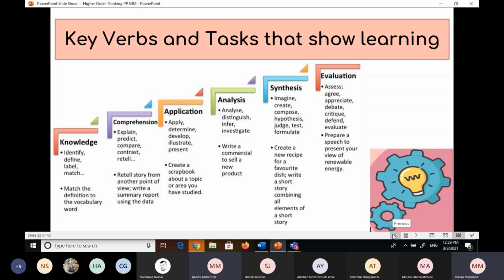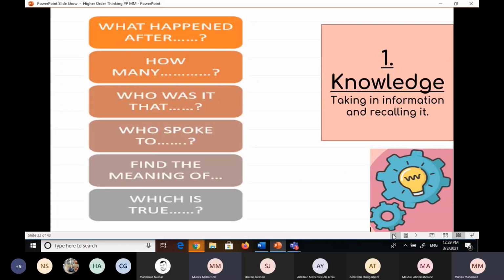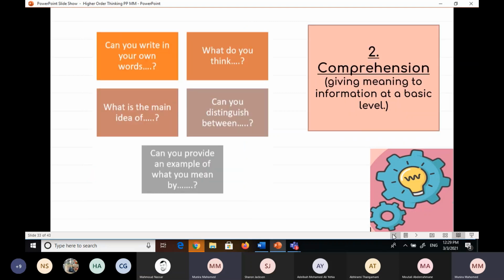Now, these are all things that we are doing on a daily basis in our class. We ask all of these questions. We include all of this. The first one, knowledge, taking information and recalling it. We do this every single day, every single minute in the class. What happened after? How many was it? Who was it? Who spoke to you? Find the meaning of it. Which one is true, right? Just to understand if they have understood all the information that you have given them.